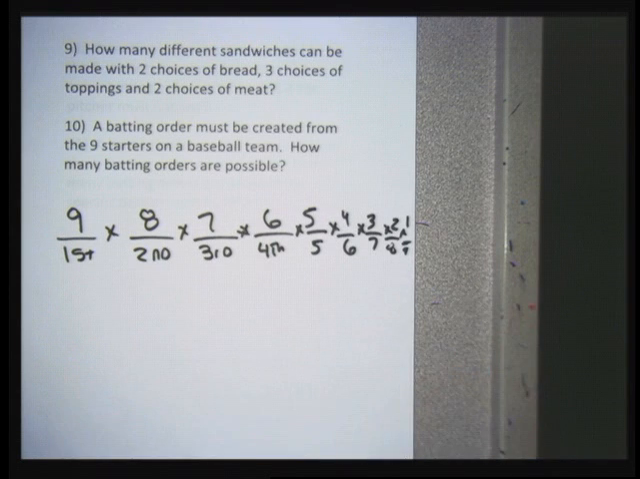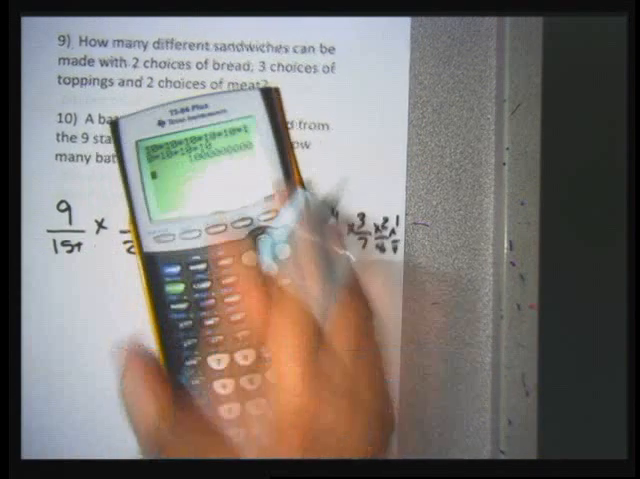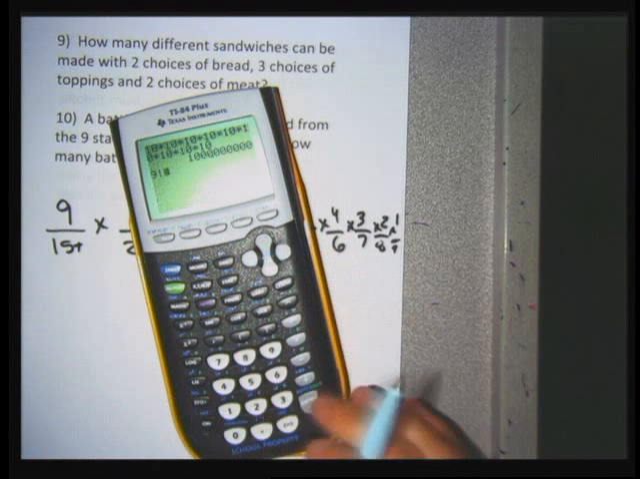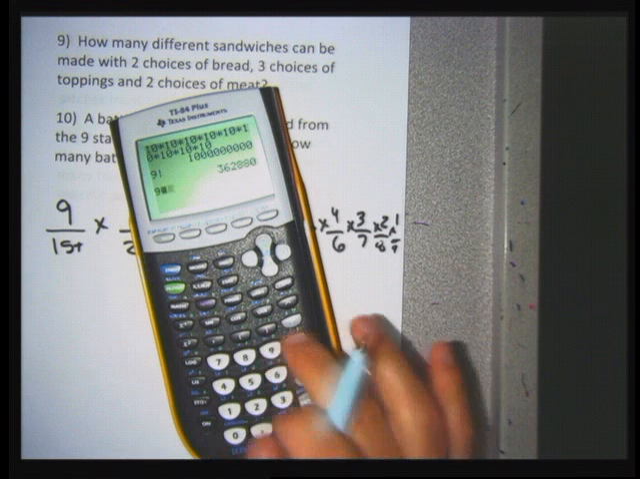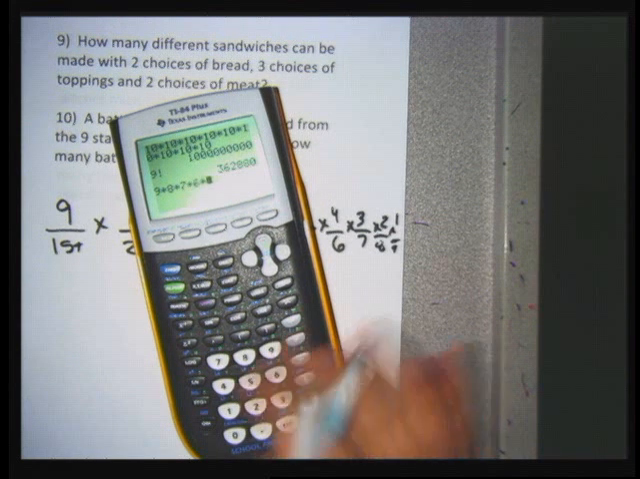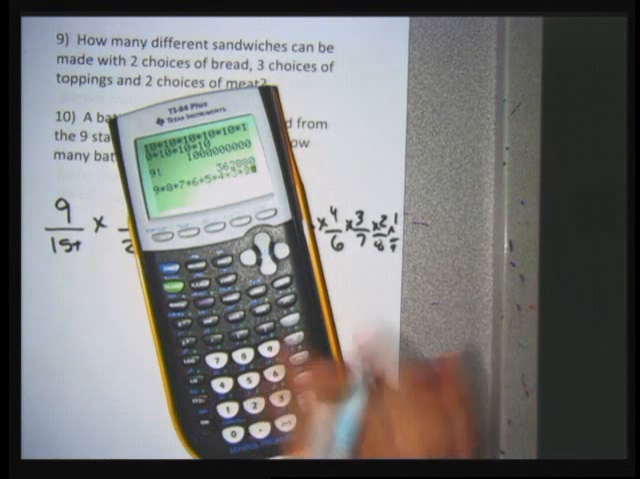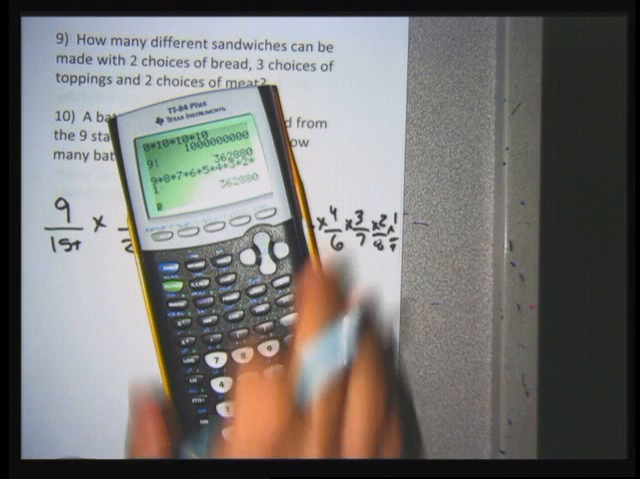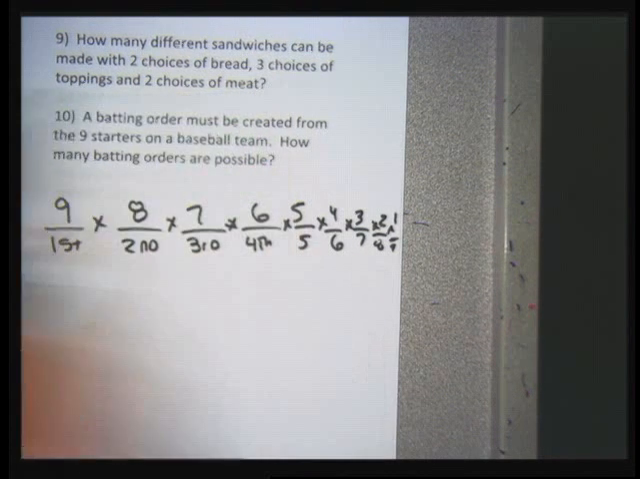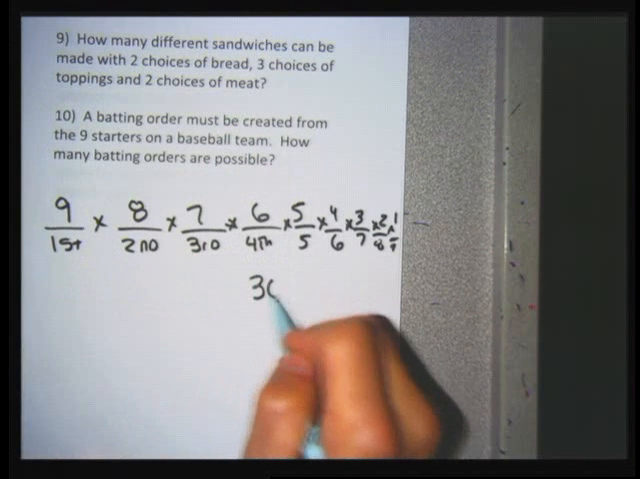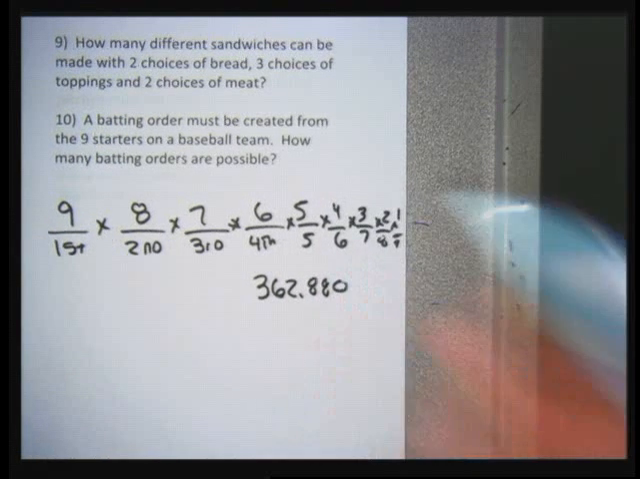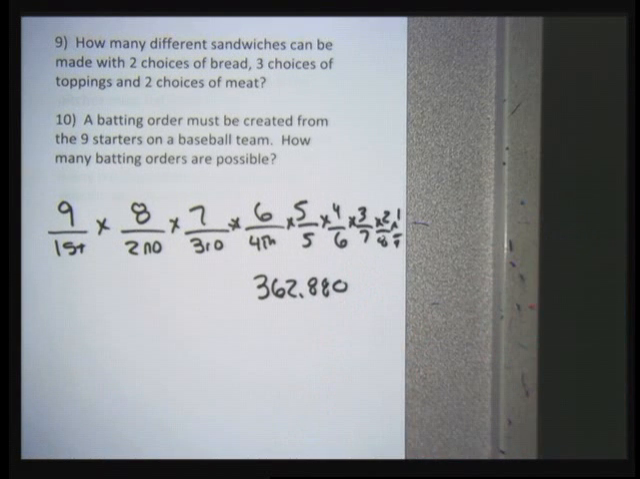That's actually 9 factorial. I'm going to do that on my calculator and be slick. I'm going to go 9 math factorial rather than going 9 times 8 times 7 times 6 times 5 times 4 times 3 times 2 times 1. Get exactly the same answer. So for my problem 10, there's 362,880 batting orders that are possible. Imagine your answer was 12.